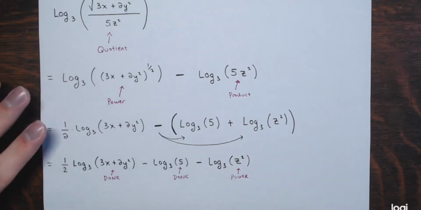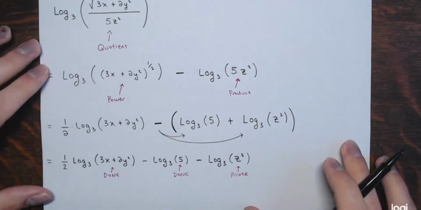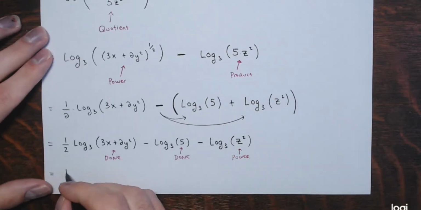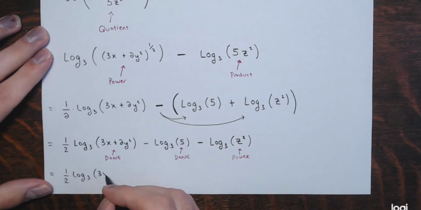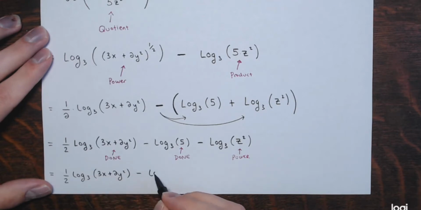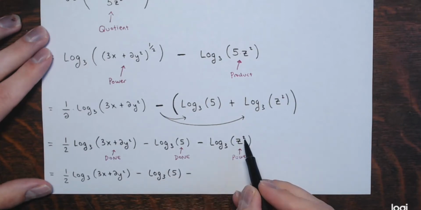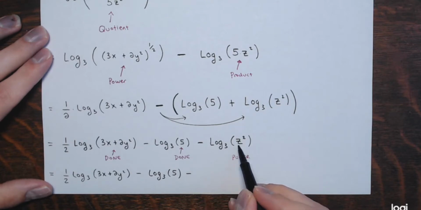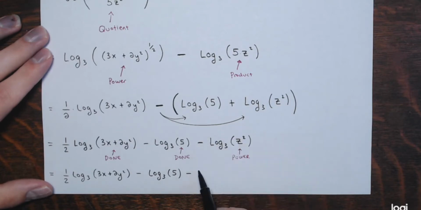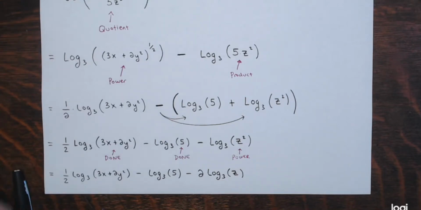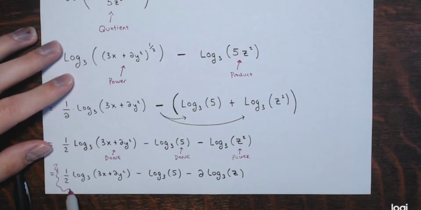Alright, so just one more and I should be done. So in the very end here, I have 1/2 times the log base 3 of 3x plus 2y squared, right, that one was finished, minus the log base 3 of 5, minus, and then remember what happens with the power, that power that the entire argument's raised to just comes out front, minus 2 times the log base 3 of just z now, right, the power came out. And now all of these are done. So I'm just going to put this in a box. This is what we're going to enter.